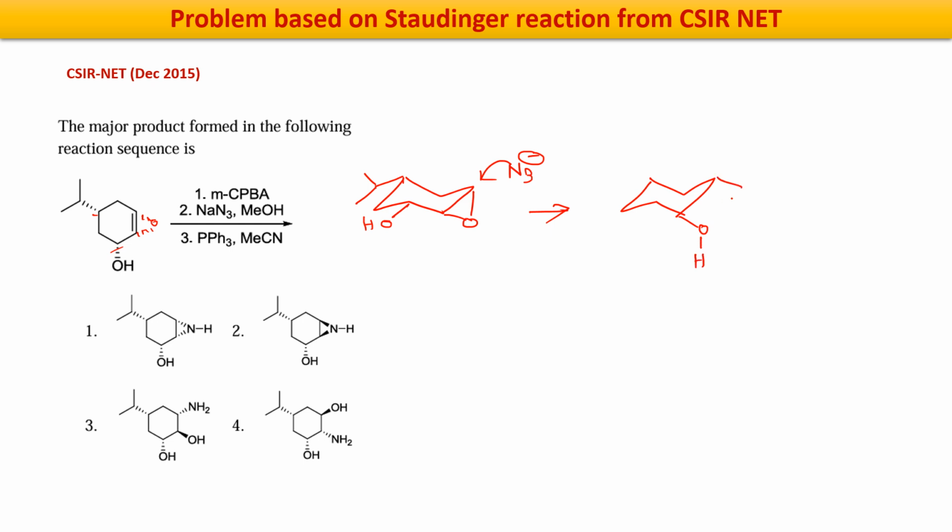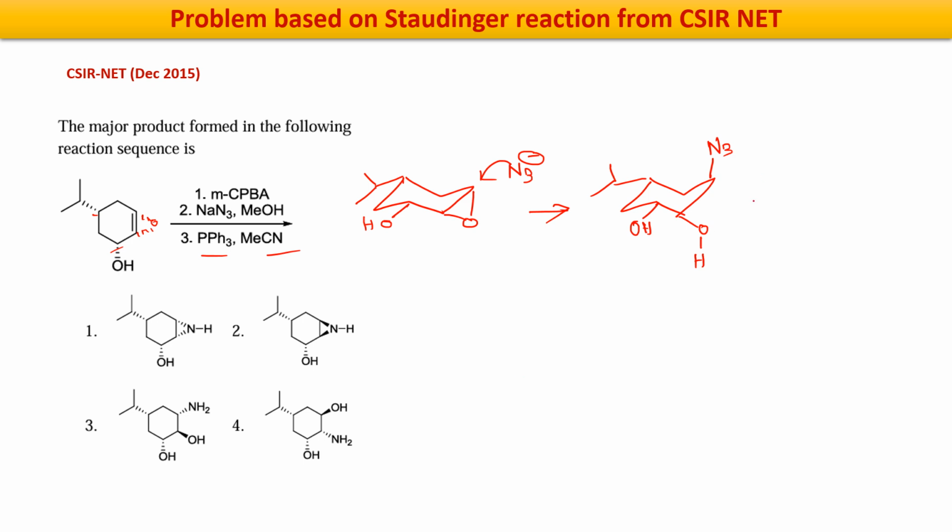So this will be N3, it will basically be above the plane. The rest of the positions have no change. This is N3. Now I will not draw the rest of the part, because we have already seen this same mechanism, right? So the third reagent is PPh3, and see here we are not using any water.